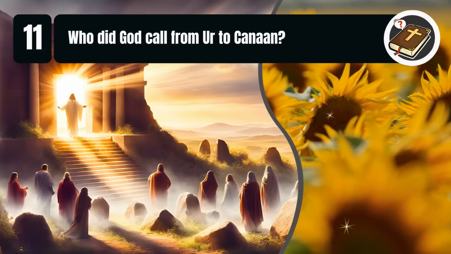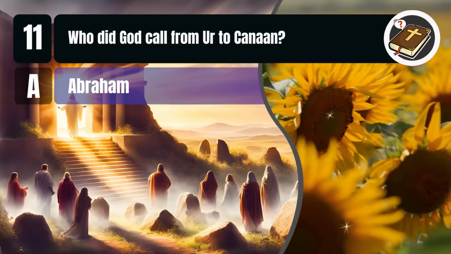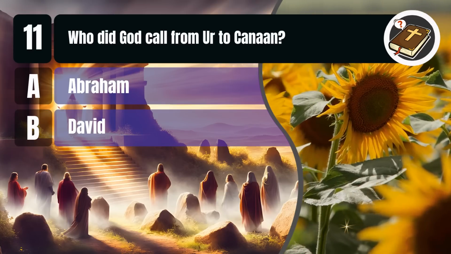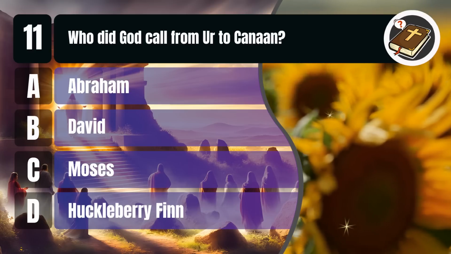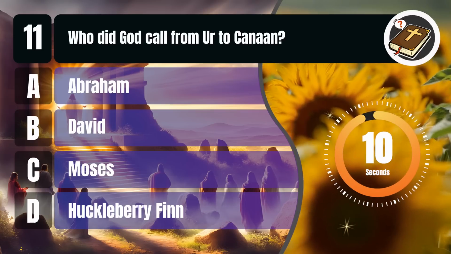Question 11. Who did God call from Ur to Canaan? A. Abraham. B. David. C. Moses. D. Huckleberry Finn. You get 10 seconds.